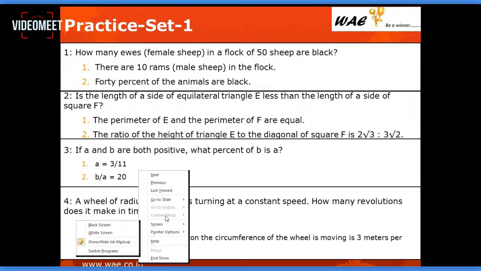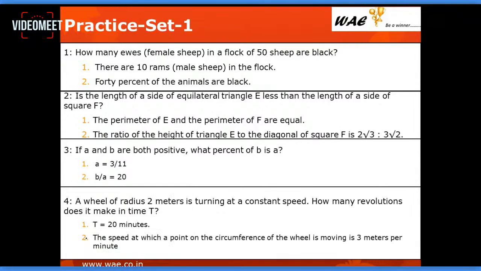Okay, now let's go to question number 4. A wheel of radius 2 meters is turning at a constant speed. So we have the radius given to us. How many revolutions does it make in time t? So the number of revolutions has been asked, in time t. Only the radius is given to us.